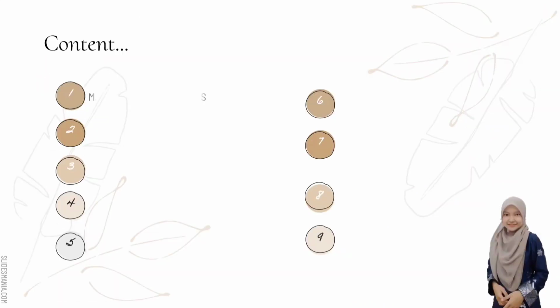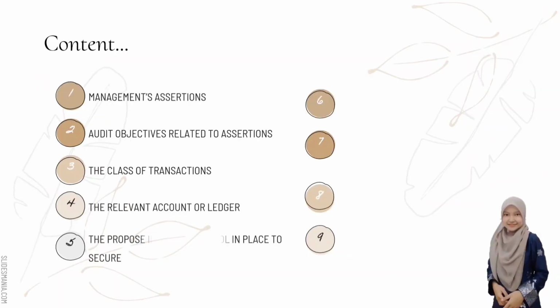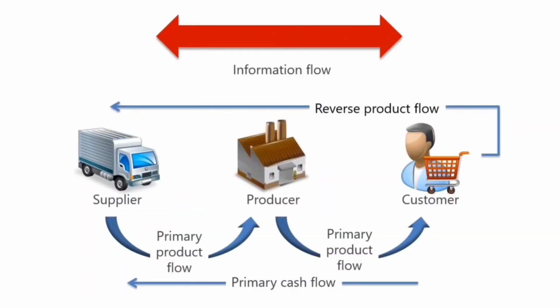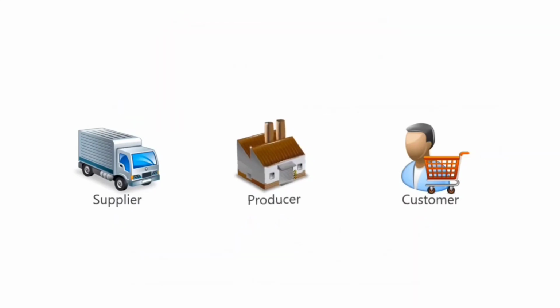In this video, we will discuss 9 elements related to the payment and acquisition cycle, starting from management assertion until possible misstatement. The figure illustrates a very basic supply chain with 3 entities: a producer with 1 supplier and 1 customer.